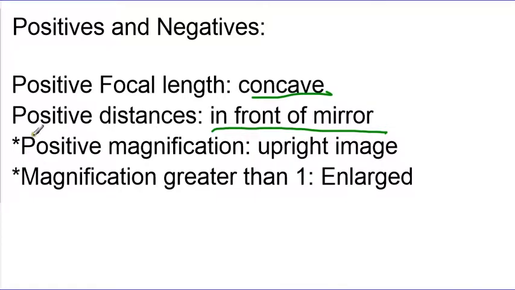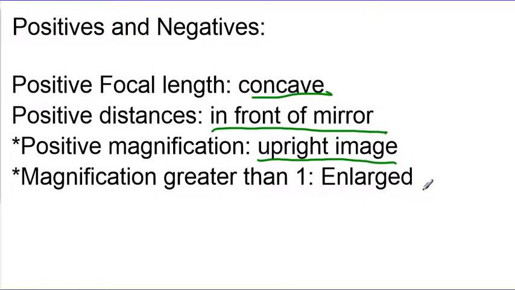And these two that I've starred are commonly confused. A positive magnification does not mean that it is enlarged. A positive magnification means that we have an upright image. As you do more calculations and see what happens with the magnification equation, you will begin to see this. So a positive magnification is an upright image, whereas a magnification greater than 1 is going to be enlarged.